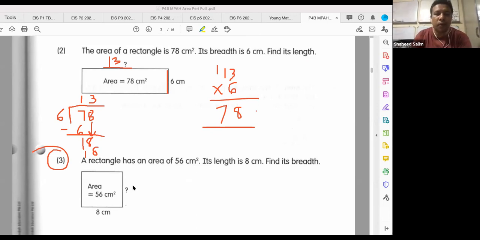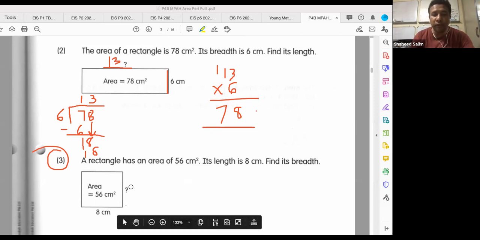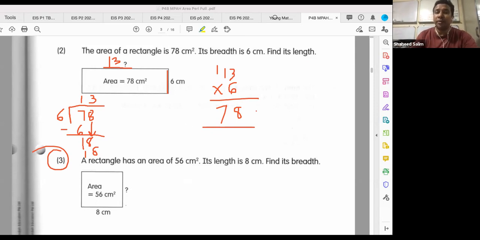So, Neris, you have to ask yourself, what times 8 equals 56? Because you want to find the area, length times breadth. So you must know your timetable. 8 times 1, 8. 8 times 2, 16. Then 24, 32, 40, 48, 56. 8 times 7 is 56. Now, how to get this one? You have one side only. You have the area down here. Yes, well done. So 56 divided by 8, you get 7.